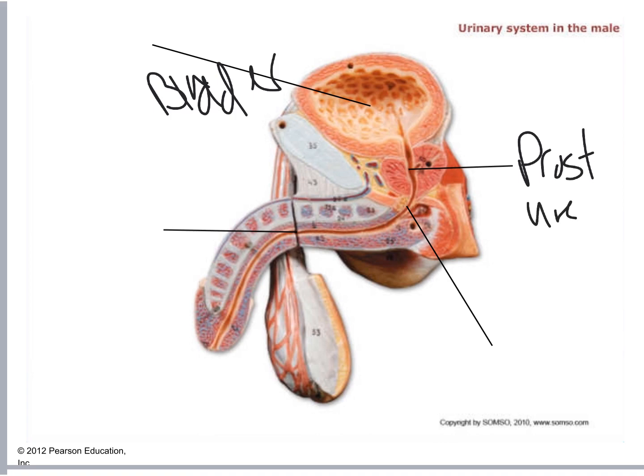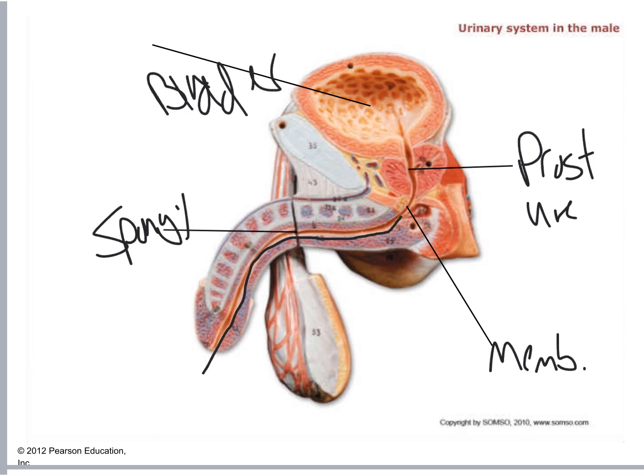That's the part of the urethra going through the prostate. And then the next line is pointing to the membranous urethra. That is the part of the urethra that goes through the pelvic floor muscles. And then the last line is again pointing to the spongy urethra. The spongy urethra starts right here and goes all the way through the penis until it goes out. That's all part of the spongy urethra.